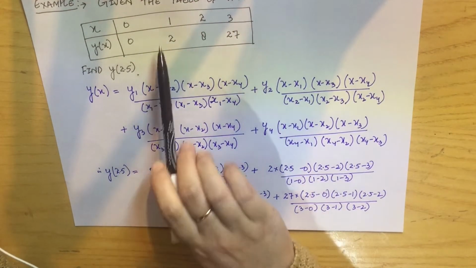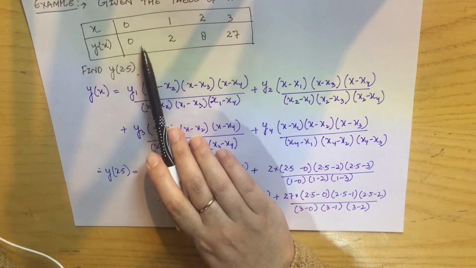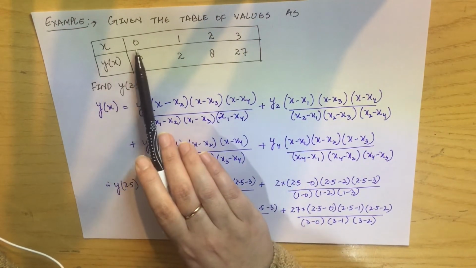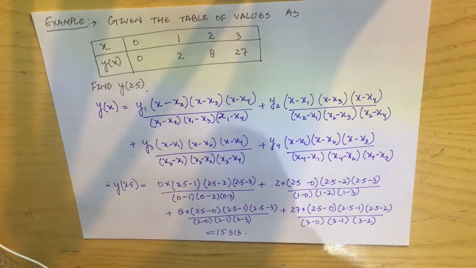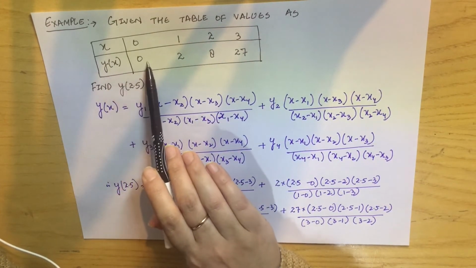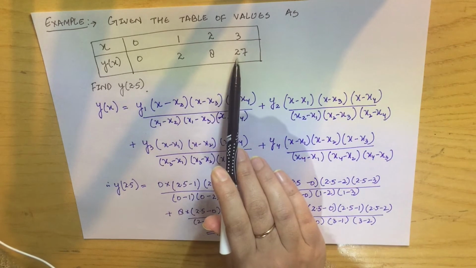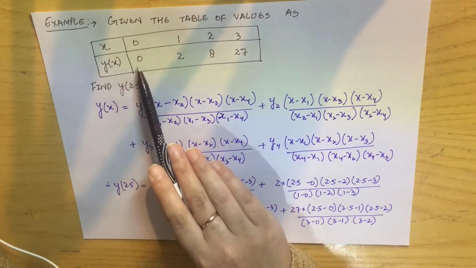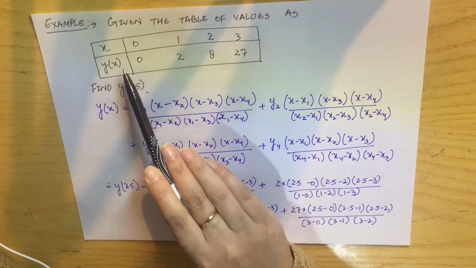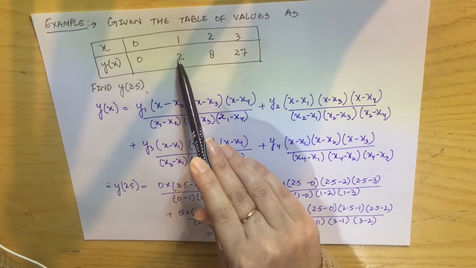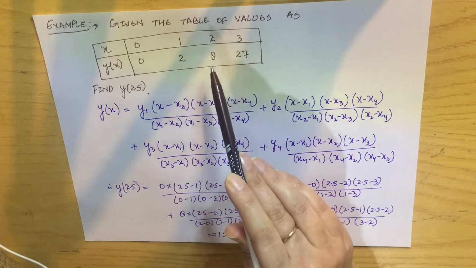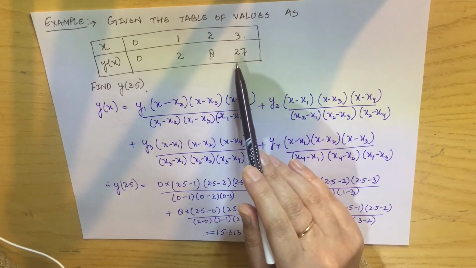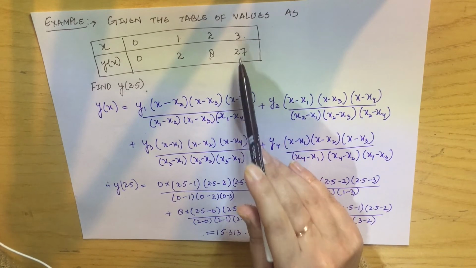So for example, we are given a table of values as this. Here x is equal to 0, 1, 2 and 3, and y of x is 0, 2, 8 and 27. At x is equal to 0, y of x is equal to 0. At x is equal to 1, y of x is equal to 2. At x is equal to 2, y of x is equal to 8. At x is equal to 3, y of x is equal to 27.